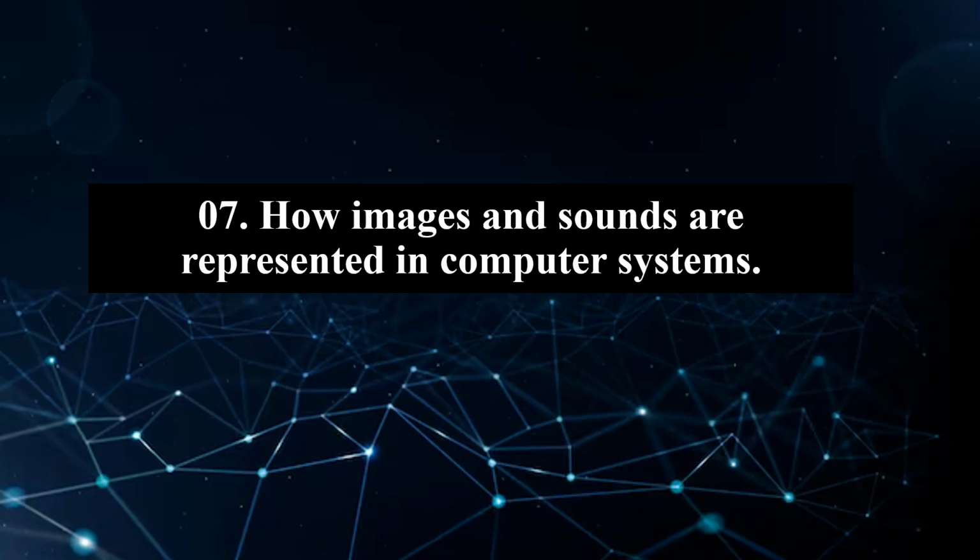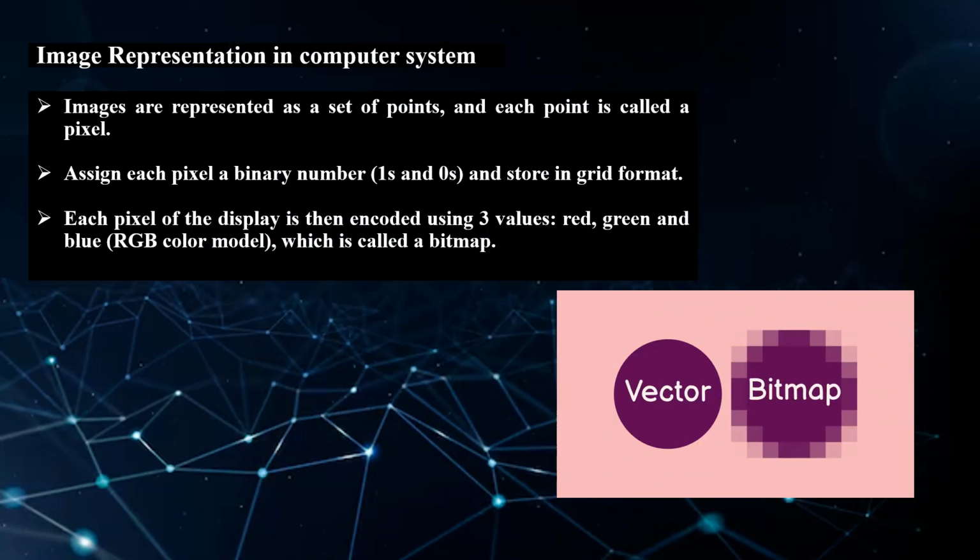Images are represented using pixels and color values, while sounds are represented as digital signals. Both are stored as binary data in the computer.